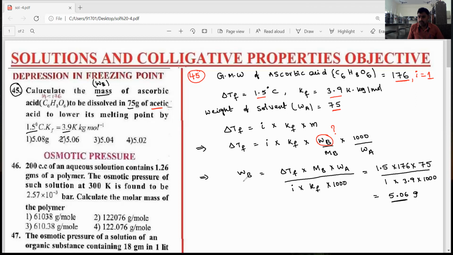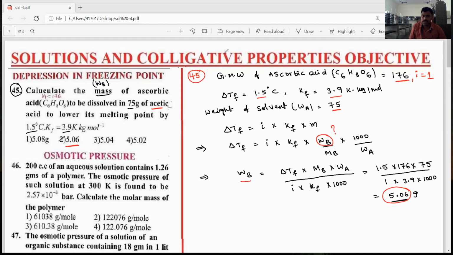Then the weight of solute WB is equals to delta TF into molar mass of solute into weight of solvent divided by i into Kf into 1000. Just substitute the given values, delta TF, MB, WA and Kf, and on simplification we get the mass of ascorbic acid in the given 75 grams of acetic acid is 5.06 grams. So the answer is the second option, dear students.